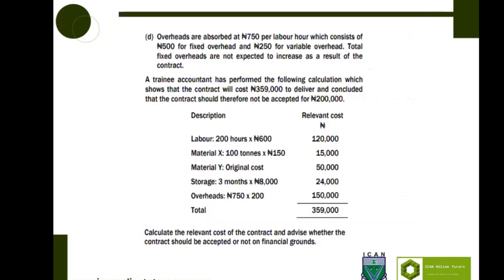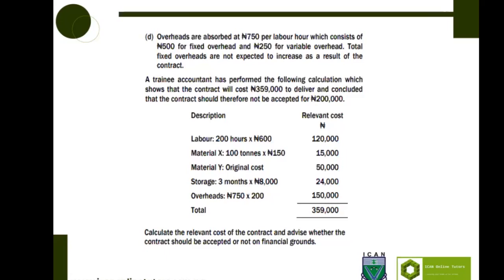So fixed overhead is not relevant now because there is no increment to fixed overhead as a result of this contract. Fixed overhead is still going to be the same. Had there been an increment because of this production, it would have been relevant. But since the cost will be incurred whether the production is carried out or not, it will not be relevant.